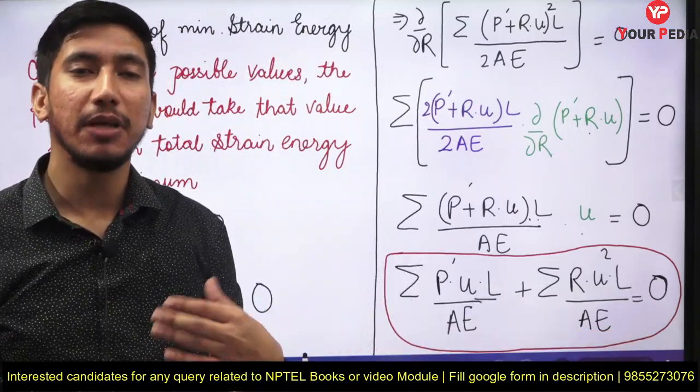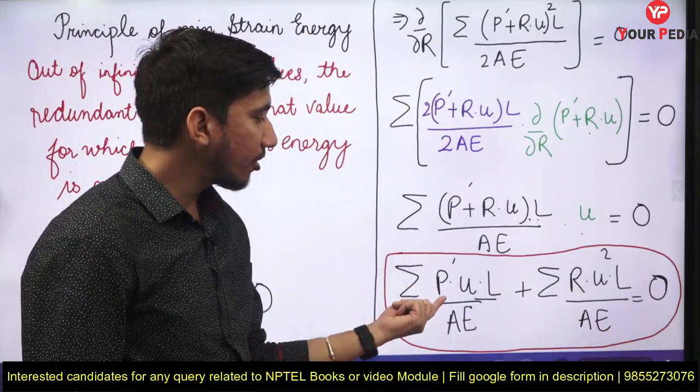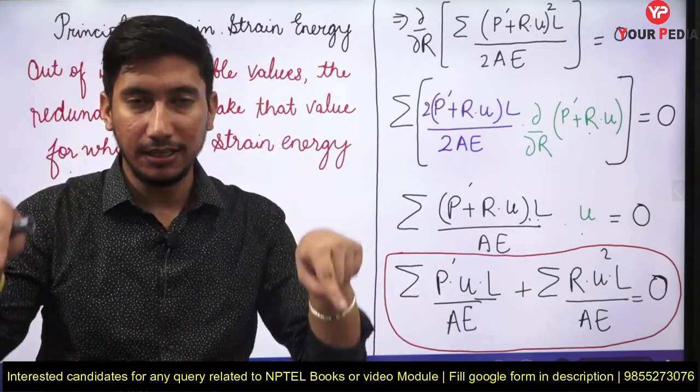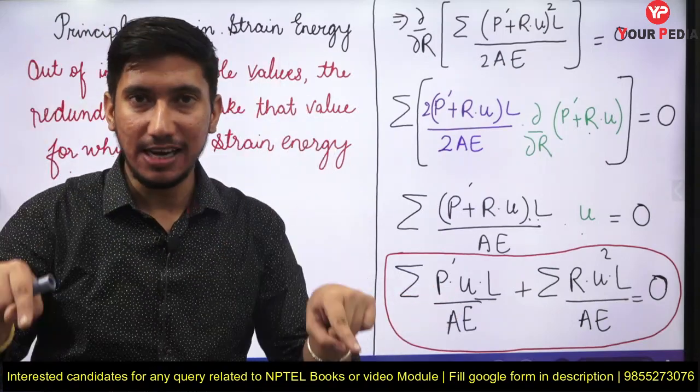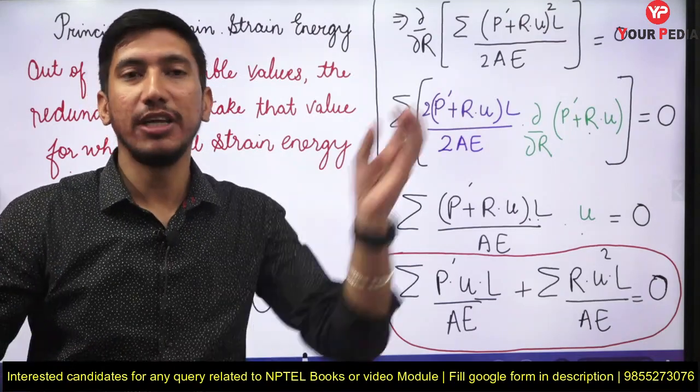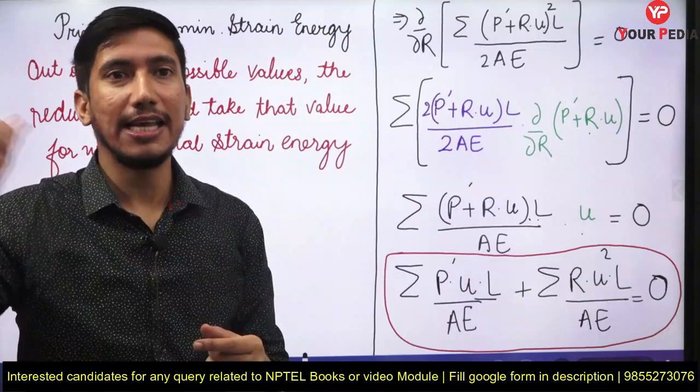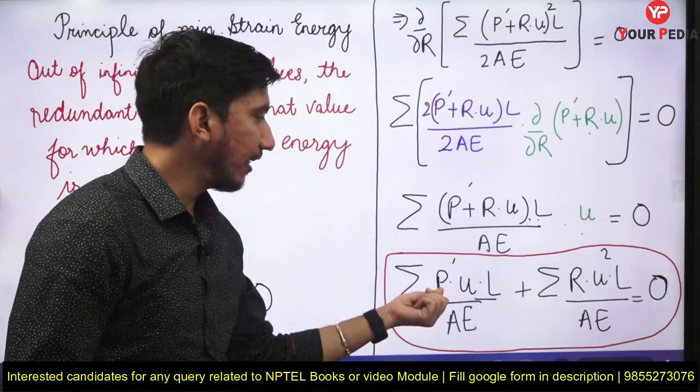Now what are these terms? Let me explain these terms again. P dash is basically what we have for every member. What is the P dash system of loading? When we made the truss statically determinate, only external forces were acting. So in whatever member we are considering, suppose member AC, we can find this P dash.